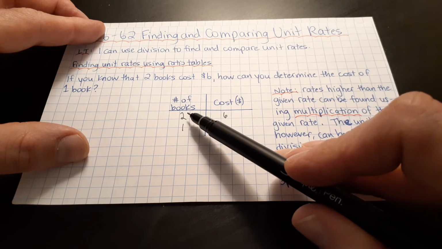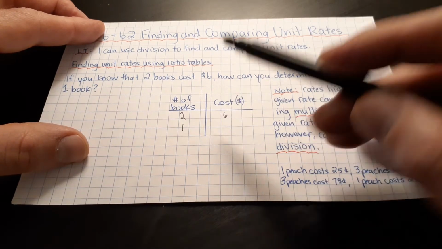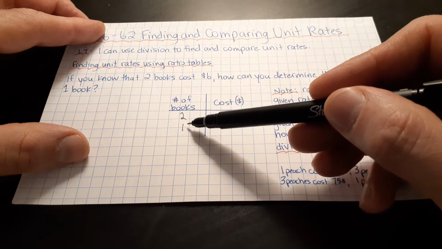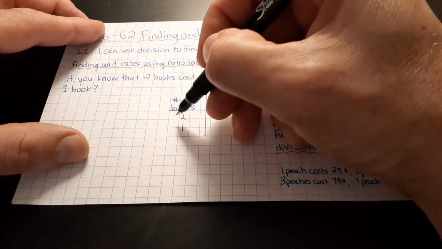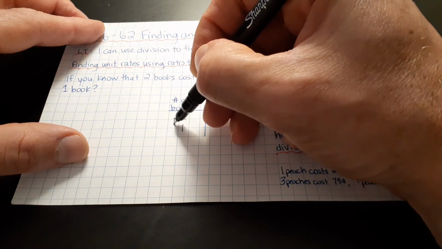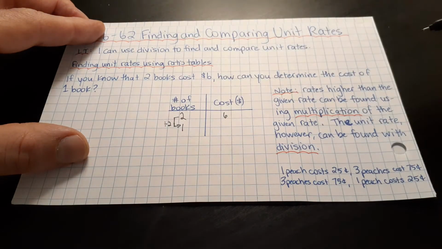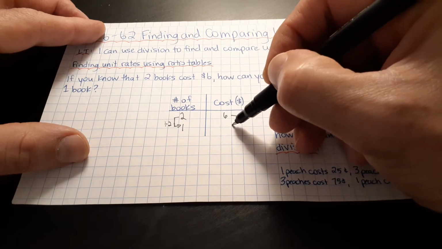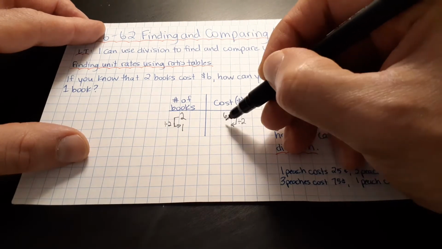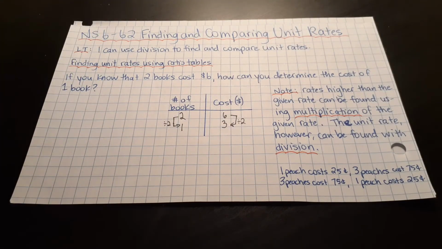But if we're going from the given ratio, which is 2 to 6 in this case, to a ratio that's lower than the given ratio, then I actually am going to need to divide. That gets me from 2 to 1, which means that over here I also need to divide by 2. This is not a real difficult problem, but it means that 1 book is going to cost me $3.